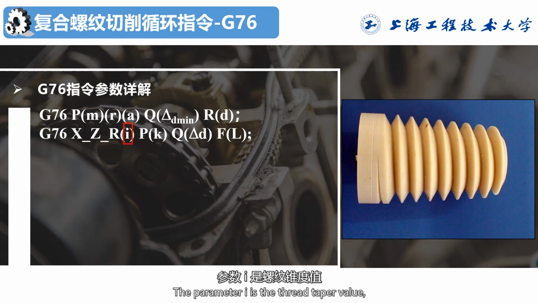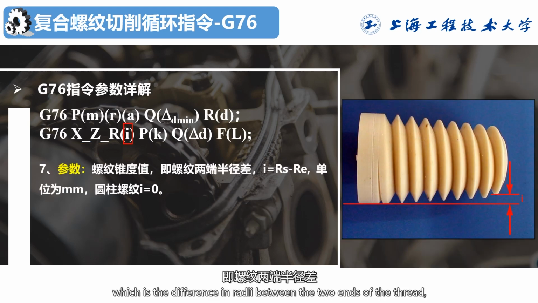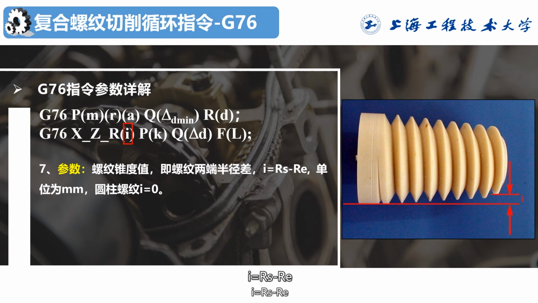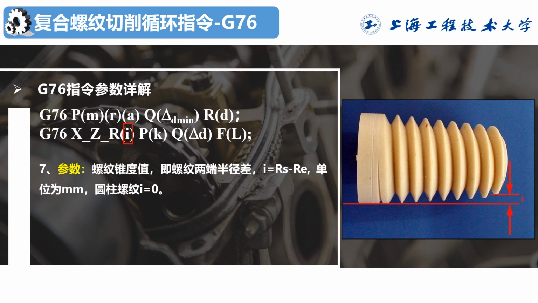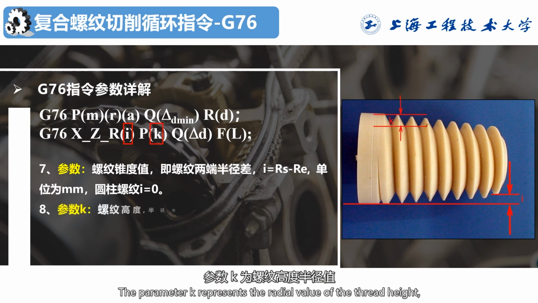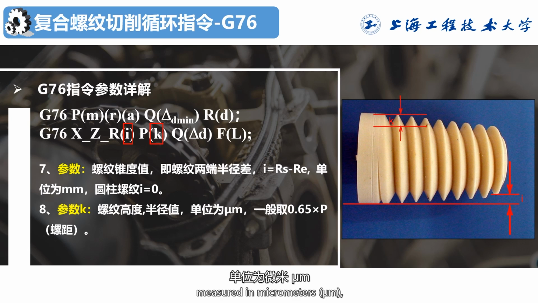The parameter i is the thread taper value, which is the difference in radii between the two ends of the thread. i is equal to Rs minus Re, measured in millimeters. For cylindrical threads, i is equal to 0. The parameter k represents the radial value of the thread height, measured in micrometers, typically set to 0.65 multiplied by p, the thread pitch.